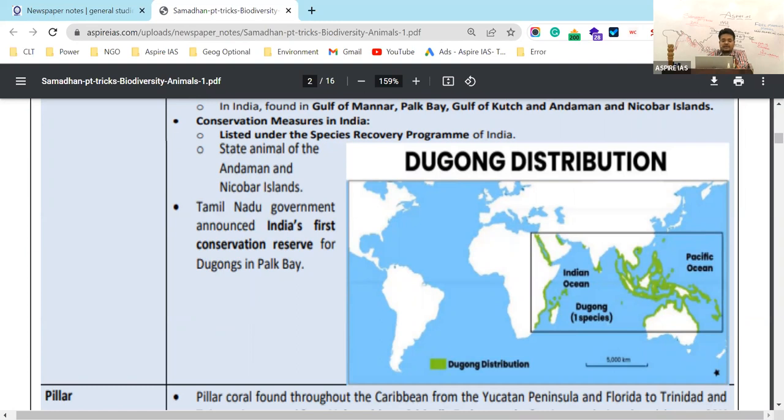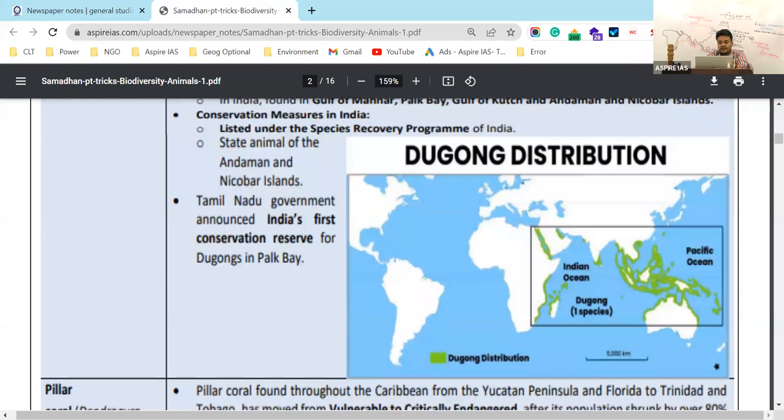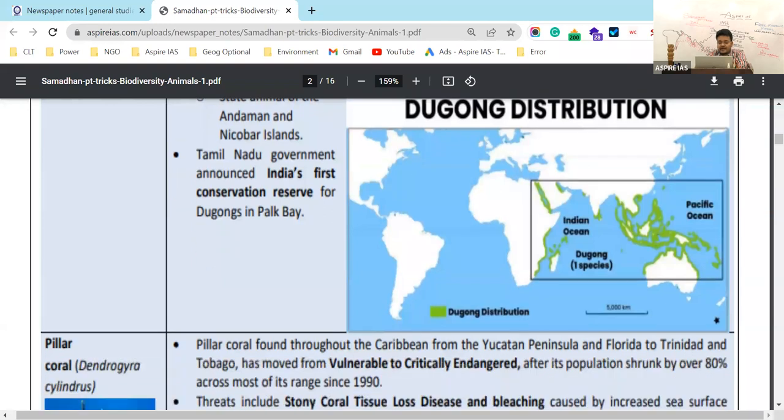Tamil Nadu Government announced India's first conservation reserve of dugong at Palk Bay. This was in The Hindu. So recently Tamil Nadu Government is working on two animals. One is slender loris, they are making a slender loris conservation area in Tamil Nadu, and second is dugong at the Palk Bay. Now here is a diagram of the dugong.